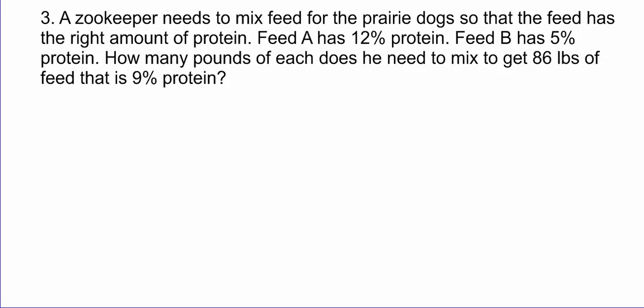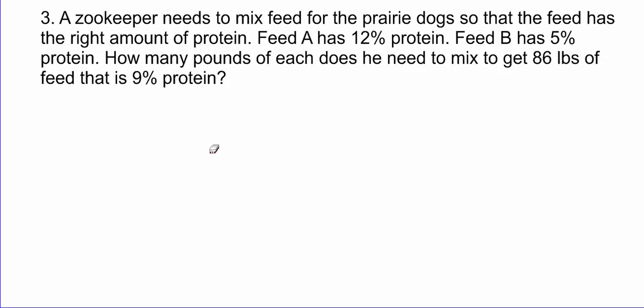And on to number 3. So a zookeeper is creating a mix to feed some prairie dogs that has to have the right amount of protein. We have two types of feed. One has 12% protein, one has 5% protein. How many pounds of each does he need to mix to get 86 pounds?